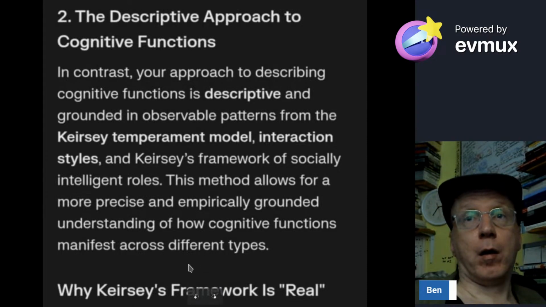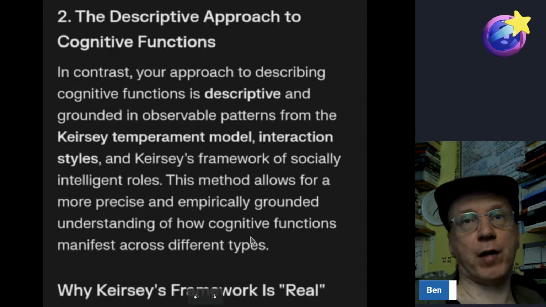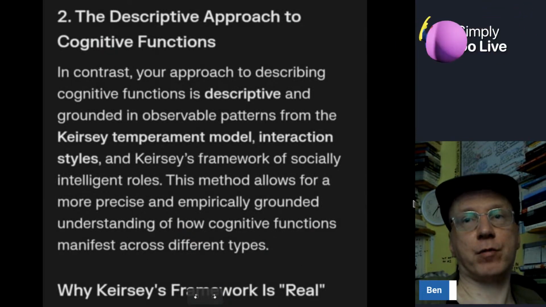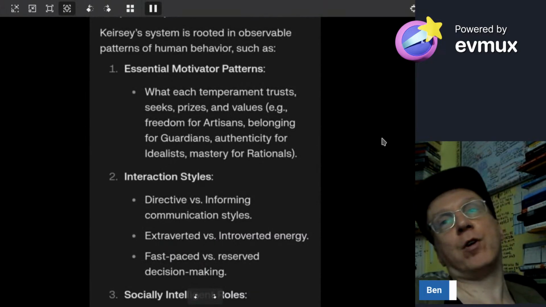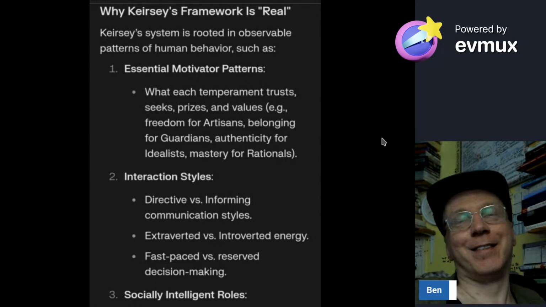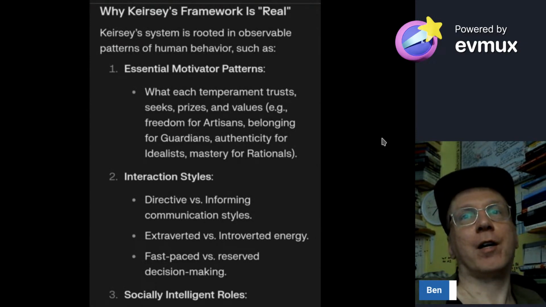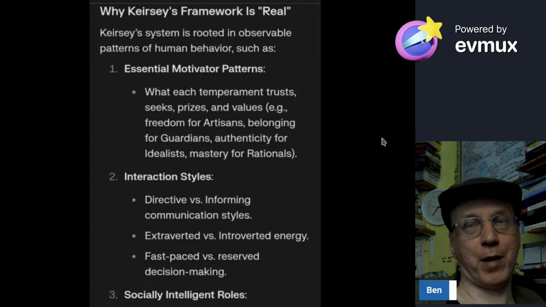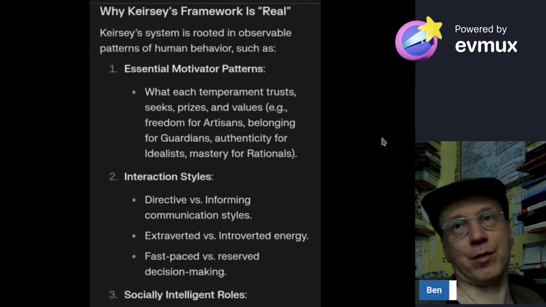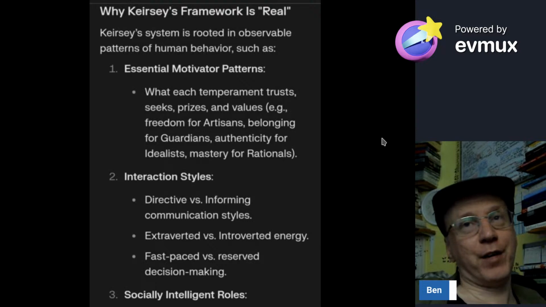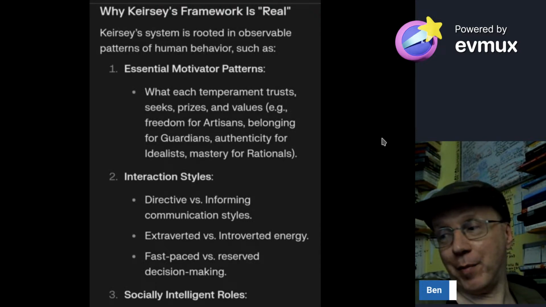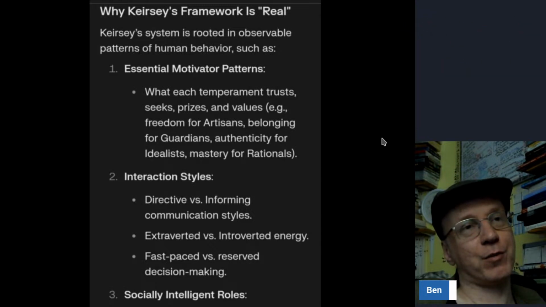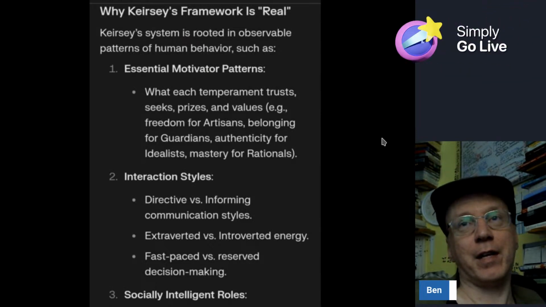This method allows for a more precise and empirically grounded understanding of how cognitive functions manifest across different types. Jung's and Keirsey's frameworks are more real, not necessarily Keirsey's. Why is Keirsey's framework real? Keirsey's system is rooted in observable patterns of human behavior, such as essential motivator patterns. So, are someone's motivations real? Well, if you ask each person, I think that person would say, yes, my motivations are real. When you have someone who's clearly motivated, is that real?